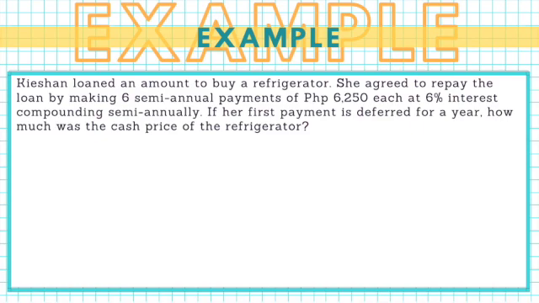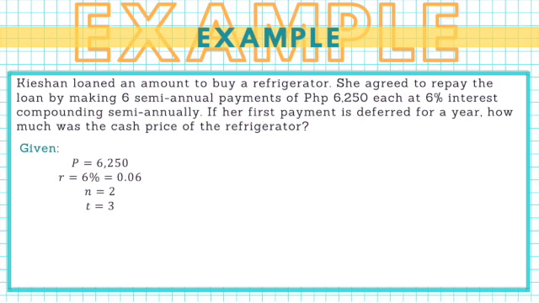So again, we start with the given values in our situation. Our periodic payment is 6,250 pesos. Our rate is 6%. Our N is 2 since it compounds semi-annually. And now since we'll be making 6 semi-annual payments, and semi-annual means you'll be paying twice a year, we divide 6 by 2. Therefore, she will be paying for 3 years.